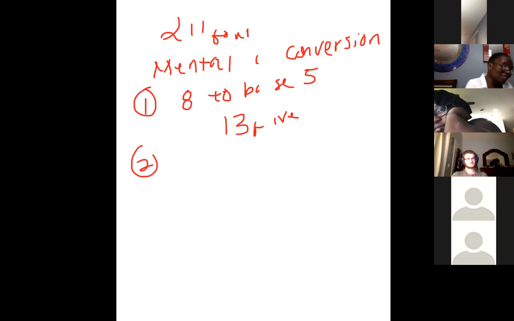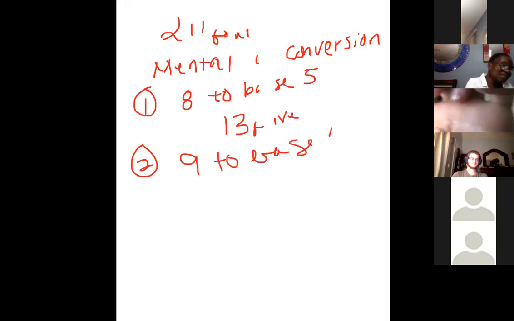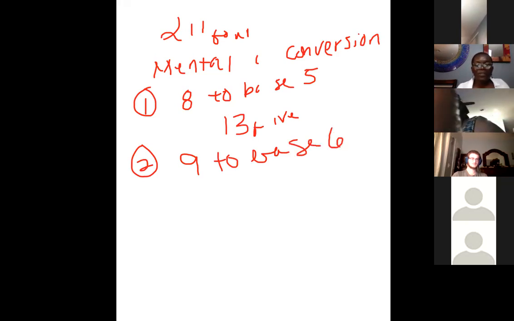Let's do another one. This time, let's do 9 to base 6. So we write it just 1 3 and just base 5, yeah. Okay, so 9 to base 6. You would do 6 goes into 9 how many times? 1. 1 with what left over? 3. And there you go. And that's it. I like this one, because we're dealing with smaller numbers.